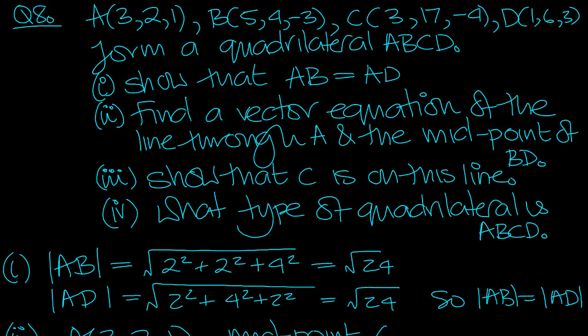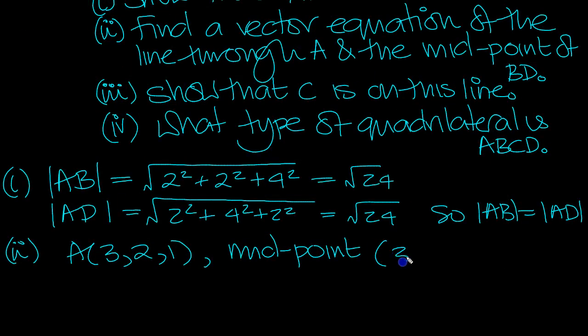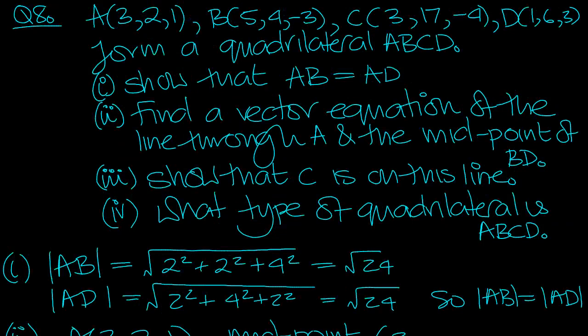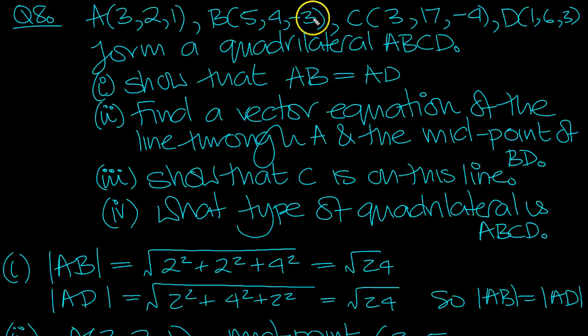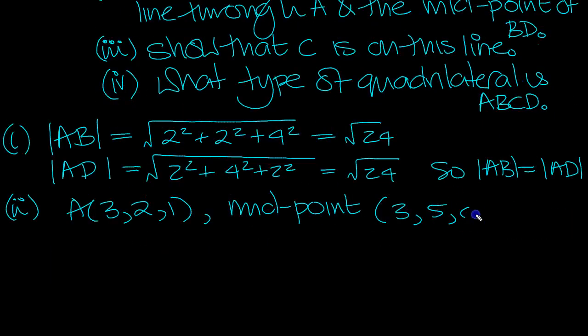5 and 1 is 6. Divide by 2 is 3. And then the next coordinate. 4 and 6 is 10. Divide by 2 is 5. And then the last one. Minus 3 plus 3 is 0. Divide by 2 is still 0.